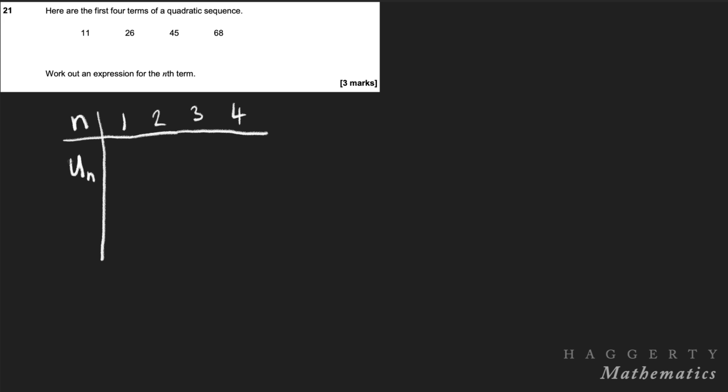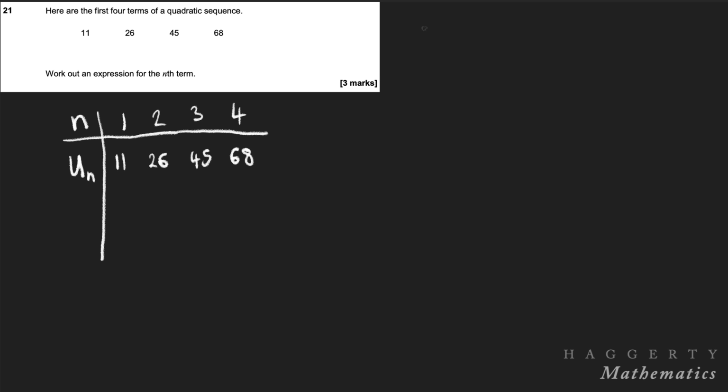That represents the nth term itself. So when n is 1, it's the first term, so that's just going to be the 11 here. When n is 2, it's the 26. Second term, and then it's 45, and then it's 68. So when you're dealing with quadratic sequences, there is a little methodology a lot of people will learn. They don't always see where it comes from, though. I might show you that here today. Yeah, let's do that. So I'll show you where the methodology comes from for quadratic sequences.